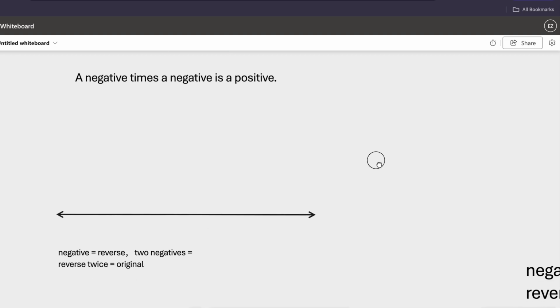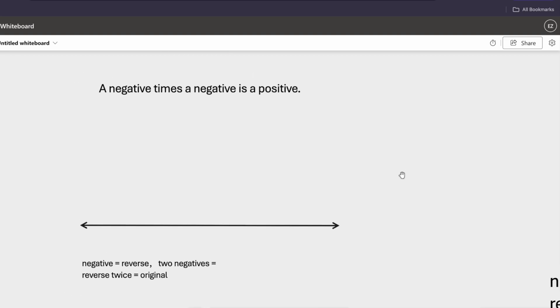So the second thing, based on that, is a negative times a negative is still positive. It was quite hard for me at first, but later I started thinking of the negative sign as this: negative is the reverse. So two negatives is reverse twice. Basically it's like reverse and reverse.